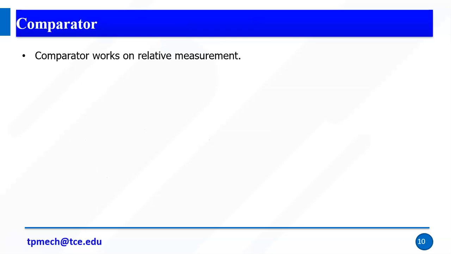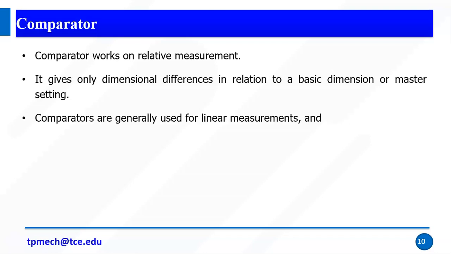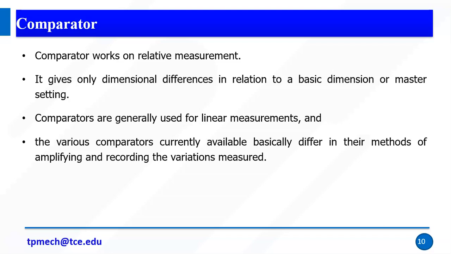Okay, the comparator. It is a device that works on relative measurement. It gives only the dimensional difference in relation to the basic dimensions or master setting. Comparators are generally used for linear measurements, and the various comparators currently available basically differ in their methods of amplifying and recording the various measurements.